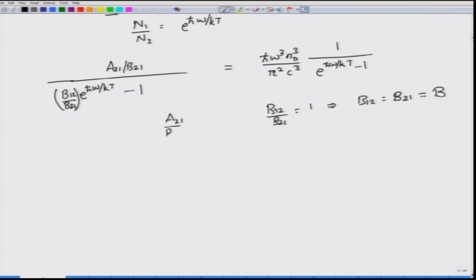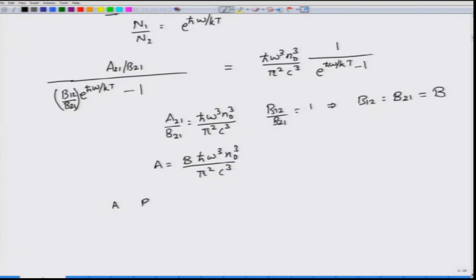The ratio A21 by B21 must be equal to h bar omega cube N0 cube divided by pi square C cube. And there is no reason to keep saying A21, there is only one A here because the spontaneous emission is happening from level 2 to level 1. So, you can drop the subscript 21, and you can also drop the subscript 21 for B and simply write that A is equal to B times h bar omega cube N0 cube divided by pi square C cube. Is that okay?